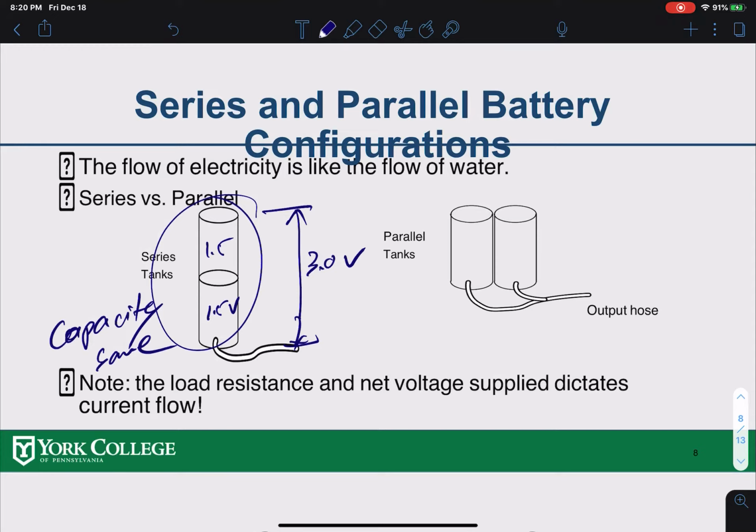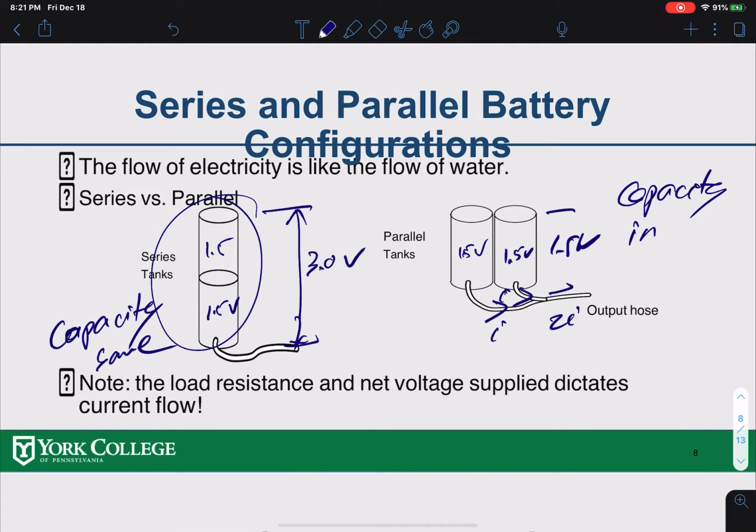In parallel connection, 1.5 volts, 1.5 volts. So you still have 1.5 volts here. Your voltage is not increasing, but now you have two pipelines here, two currents. So your current basically doubled, right? So it will give you 2I here. That means your capacity increased twice. So its capacity increases, voltage stays the same. So in series connection, you have voltage increase, capacity same. In parallel connection, your capacity increases, voltage stays the same.